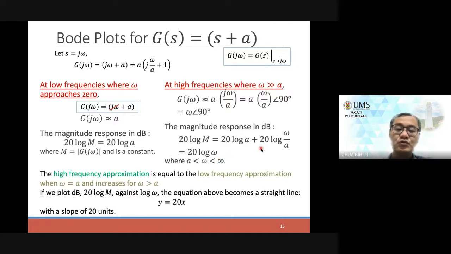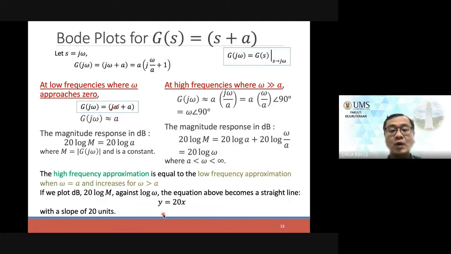By this understanding, for this simple transfer function S plus A, we can say that the high frequency approximation is equal to the low frequency approximation when omega is equal to A. This point and this point must coincide. So when the frequency is equal to A, this 20 log omega should be equal to 20 log A, and from there it will start to increase at a certain rate. So if we plot the dB against log omega, we would simplify it in terms of a straight line.